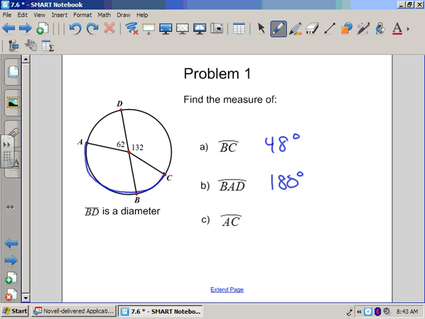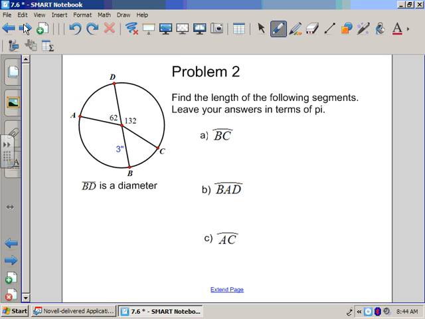There are a couple ways to get the measure of this angle. What I think I'm going to do is say that 62 and 132 is 194. The whole angle is 360. What is 360 minus 194? It is 166 degrees. So the measure of arc AC must be 166 degrees.